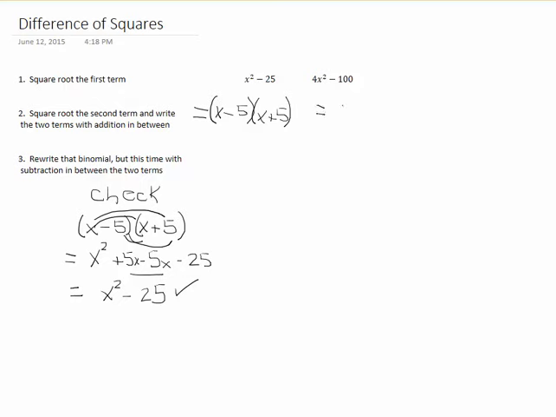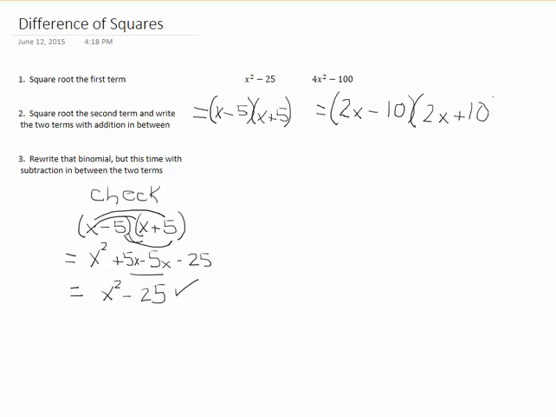Our first term has a perfect square in it. It actually has two perfect squares because you can square root the 4, which is 2, and square root x squared, which equals x. The square root of 100 is 10. So I bracket that off. And then I write it again with addition.